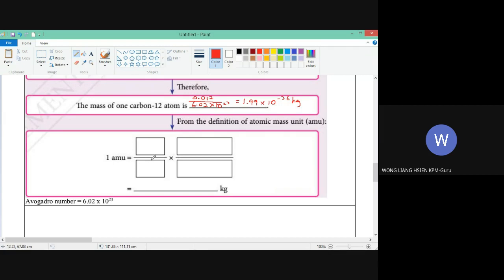If this is the mass of one carbon-12 atom, then one atomic mass unit is equal to how many kilograms? It will be equal to 1 over 12 times 0.012 over 6.02 times 10 to the power of 23. That means it would be 1/12 of the mass of 1 carbon-12 atom.